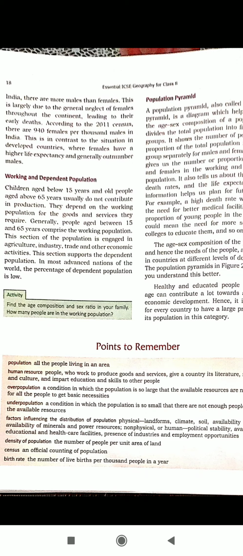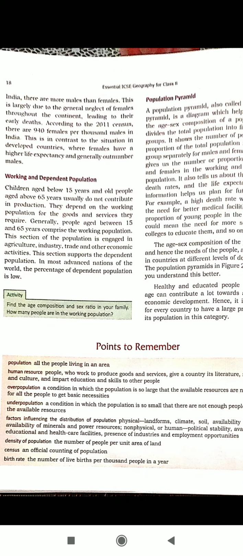Immigrant, an inward migrant or person moving into a country. Emigrant, an outward migrant or person leaving a country. Sex ratio, the number of females per 1,000 males. Working population, the section of population generally aged between 15 and 65 years that is engaged in agriculture, industry, trade and other economic activities. They are known as working population.